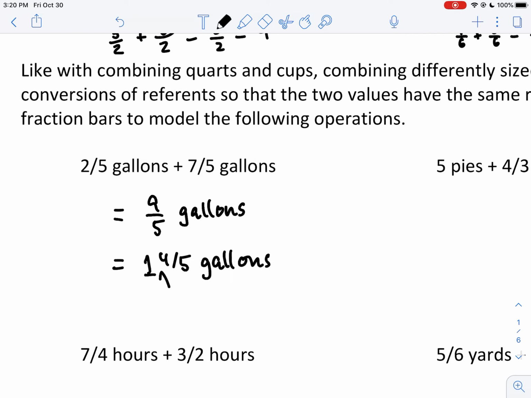Remember that when I say a mixed number and I say 1 4/5, that's how I say this. I typically don't write the word and in there. But it really means you're adding these, right? You have 1 gallon plus 4/5 gallons is your new amount. It's just important to know that when you're using this notation for a mixed number, the operation between the whole number and the fraction is addition.